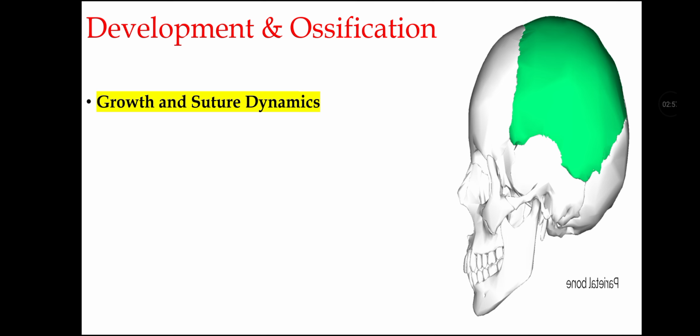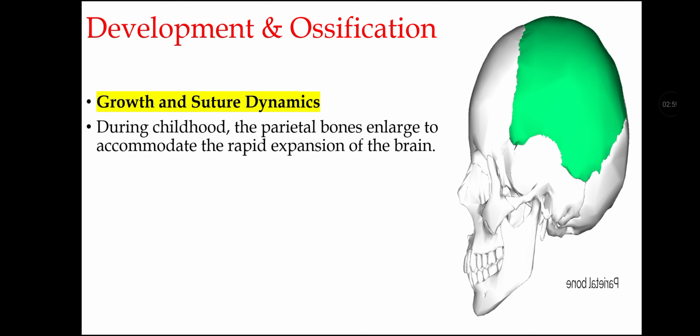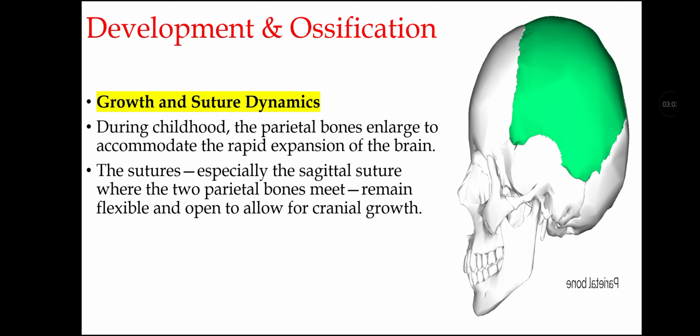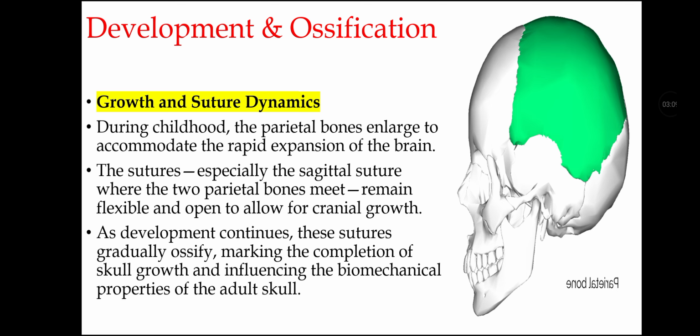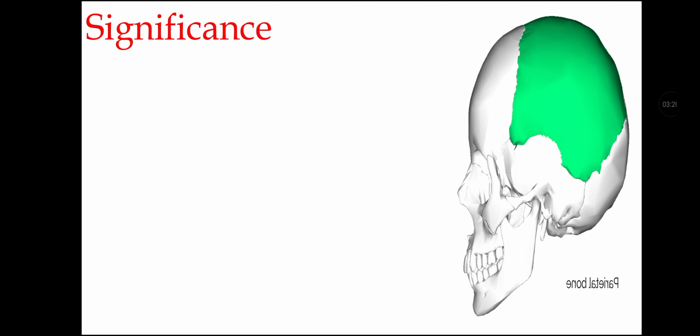Then there is growth and suture dynamics. During childhood, the parietal bone enlarges to accommodate the rapid expansion of the brain. These sutures, especially the sagittal suture where the two parietal bones meet, remain flexible and open to allow for cranial growth. As development continues, these sutures gradually ossify, marking the completion of skull growth and influencing the biomechanical properties of the adult skull.